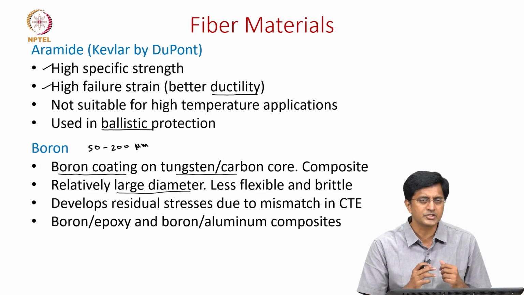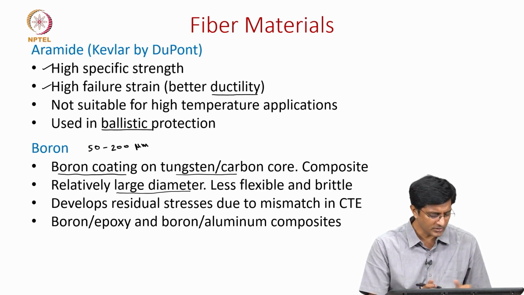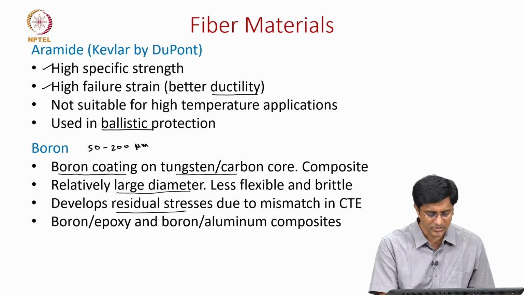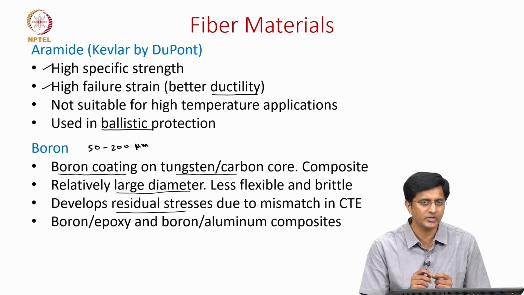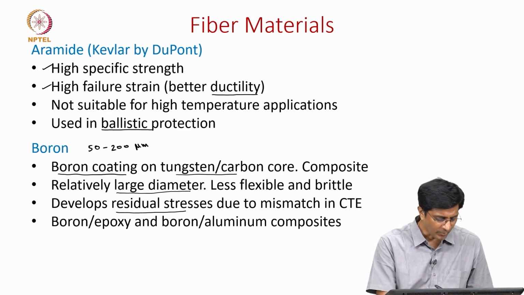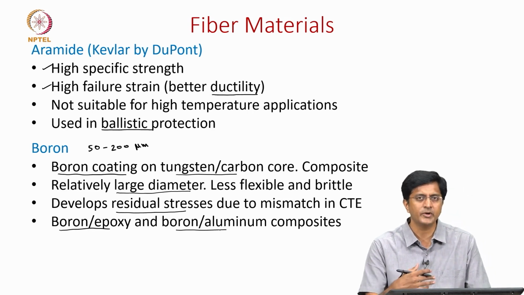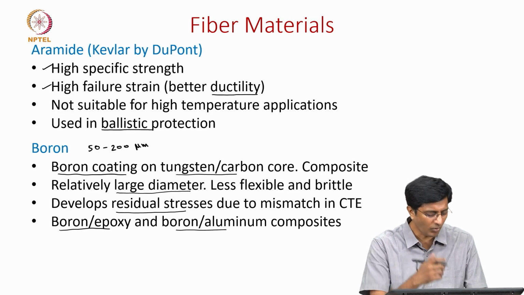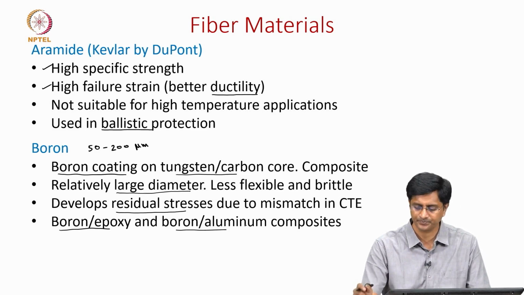Though they are stiff compared to other fibers, one disadvantage of boron fibers is they can develop some residual stresses, especially because of the mismatch in the CTE between the fiber and the matrix material, or even between the boron and the tungsten or carbon core. So, the commonly used boron composites are boron epoxies as well as boron aluminum composites. Depending on the applications, epoxy is the polymer matrix and aluminum is the metal matrix.